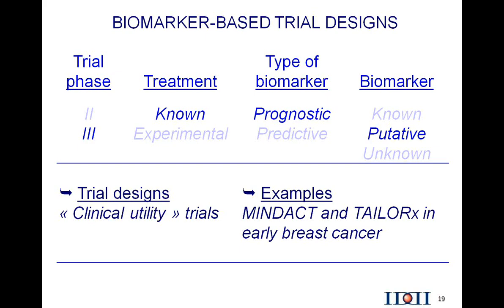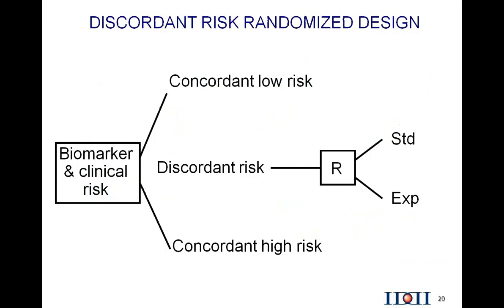How can we use biomarkers prospectively to validate their benefit or their use in clinical practice? This is often done through clinical utility trials, of which I'm going to discuss two: MINDACT and TAILOR-X in early breast cancer. So these are now phase 3 prospective trials where the treatment of use is known. In fact, it's chemotherapy for early breast cancer. And the idea of these trials is to validate the prognostic value of the signatures, MammaPrint in one case, and Oncotype DX in the other.